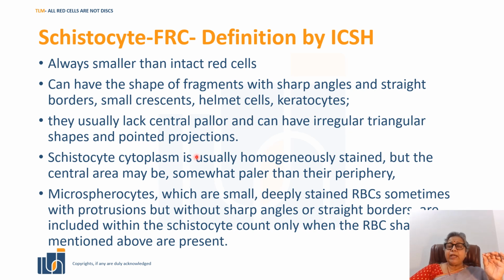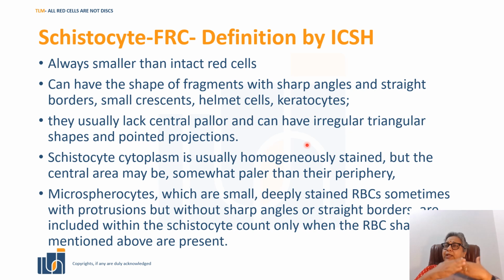The schistocyte cytoplasm is usually homogeneously stained, but occasionally the central area can be pale, somewhat paler than the periphery. So though by and large the schistocyte will be homogeneously stained, you can also have schistocytes which are pale in the center and staining darker towards the periphery.